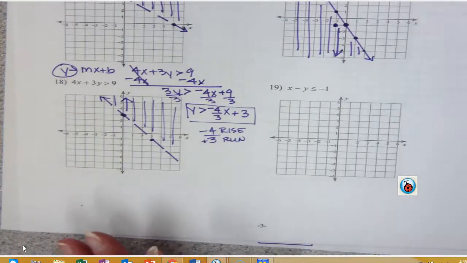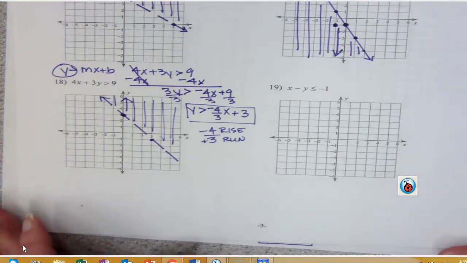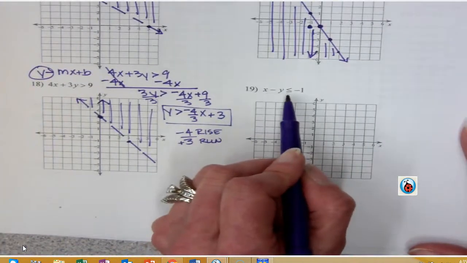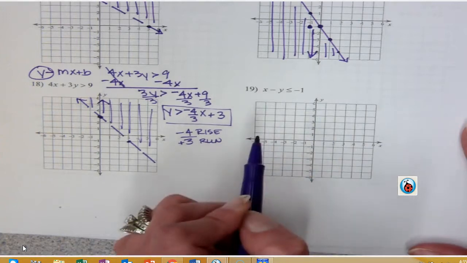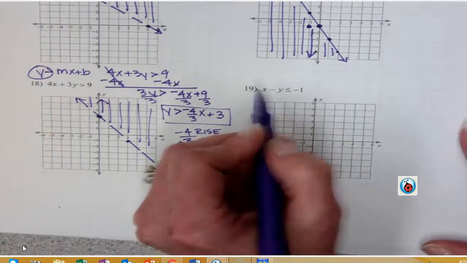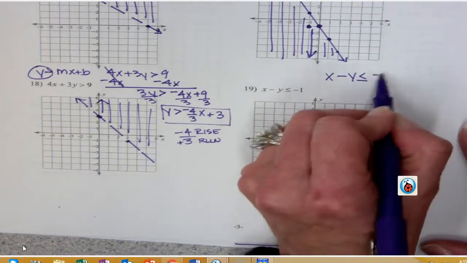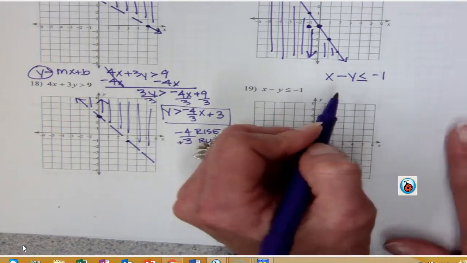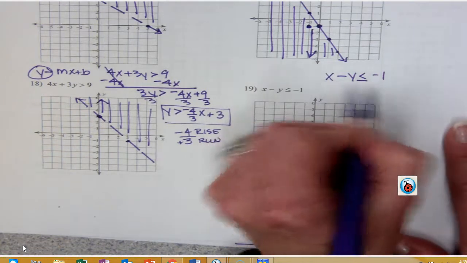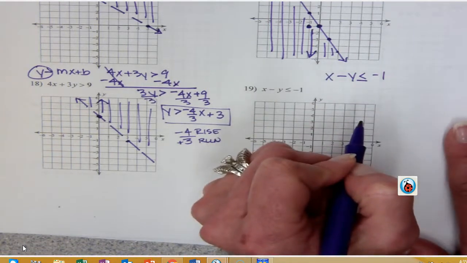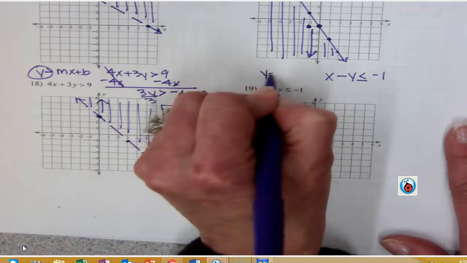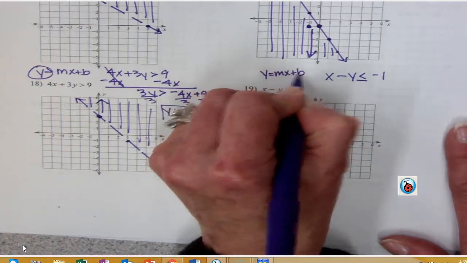Alright, so here's video 2 for starting with question 19. So here we are, we've got x minus y, we're graphing inequalities and shading. So we've got x minus y less than or equal to negative 1. This is a standard form, so we need to get it in slope-intercept form, which is y equals mx plus b.